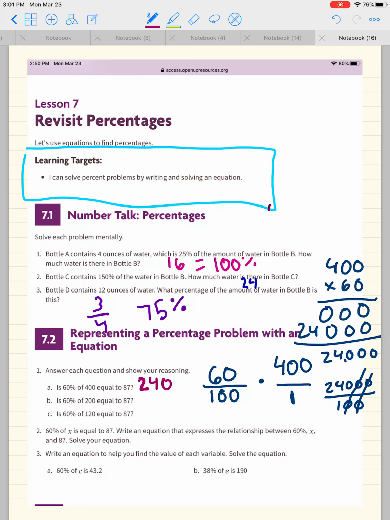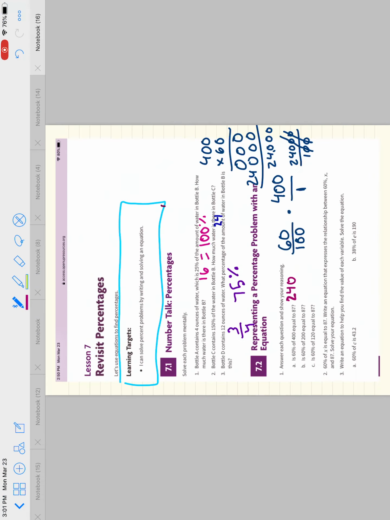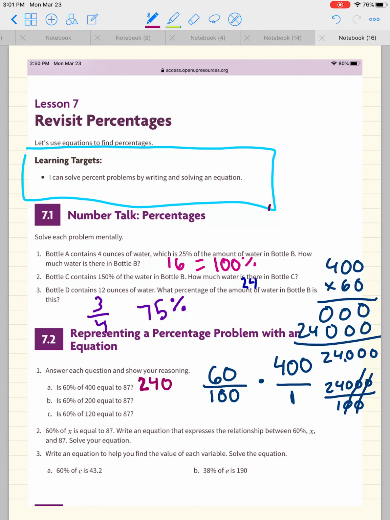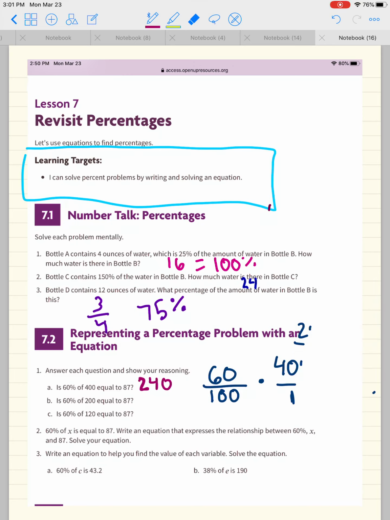Now this makes a lot more sense because of our previous reasoning that 50% of 400 is equal to 200. So 60% equaling 240 makes a lot more sense. Okay, so for the first one, for A, the answer is no, it equals 240. All right, B, is 60% of 200 equal to 87?